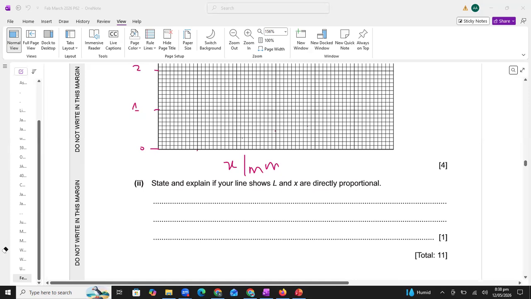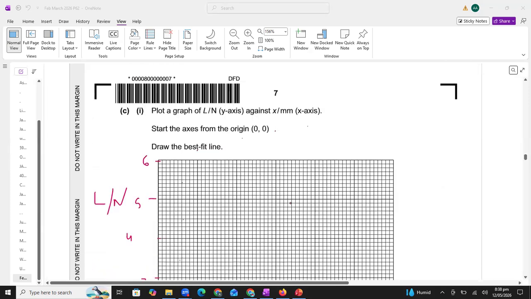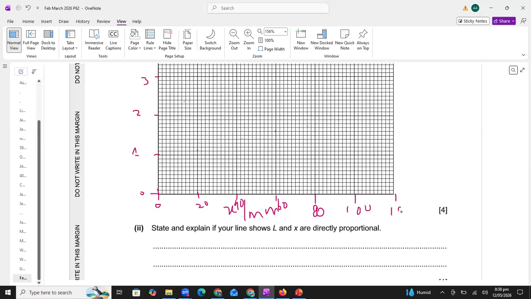So we have to start the graph from the origin. As they have mentioned here, start the axis from the origin. So now you can see beta, this reading must be 0, 20, all right, 40, 60, 80, 100, and in the last we will get 120. Are you understanding the scaling of this scale, students?